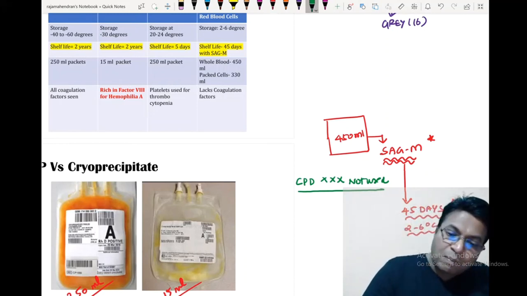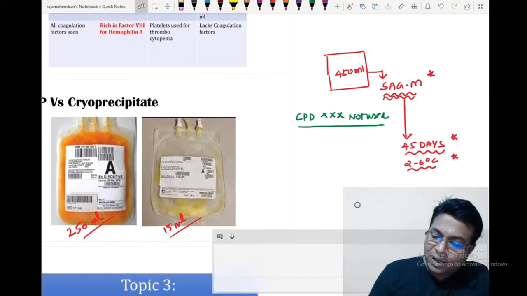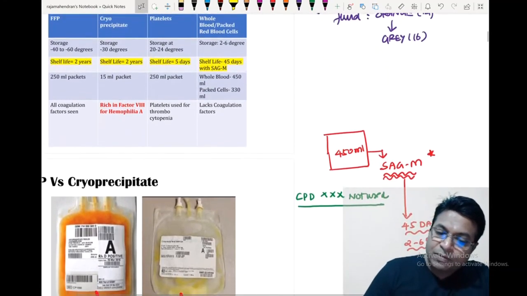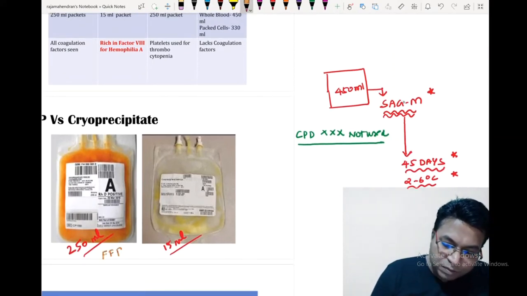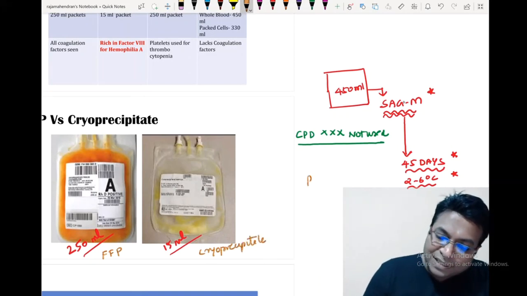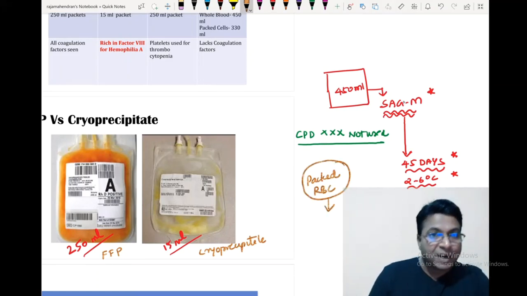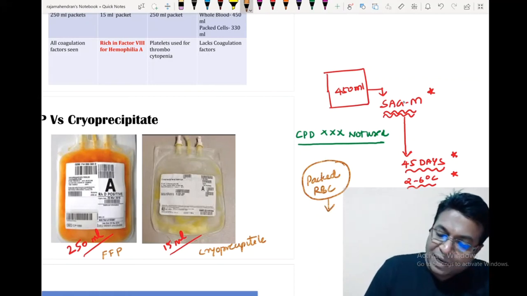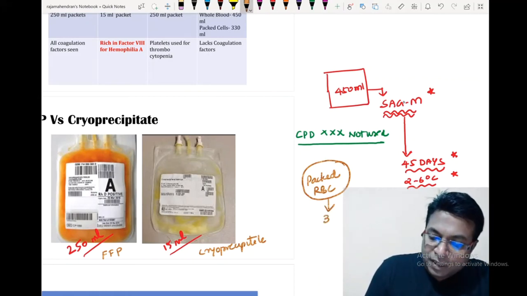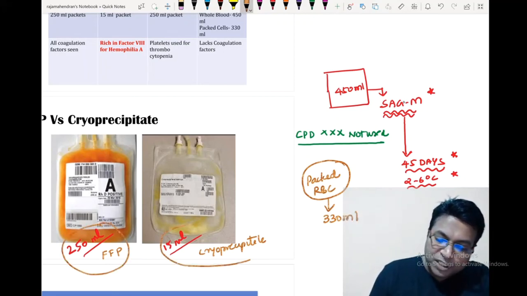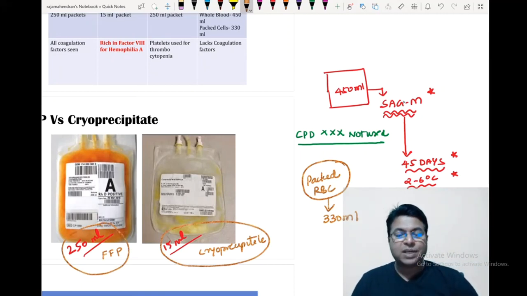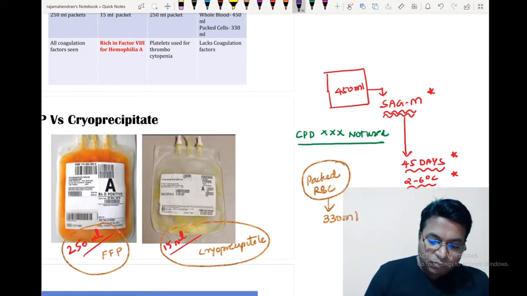And from this whole blood only I will prepare multiple components. Like fresh frozen plasma, as shown in this image. The second one is cryoprecipitate, and packed red blood cells, which are used in the gynecology ward and by obstetric people for pregnancy. Packed red blood cell capacity is 330 ml. FFP capacity is around 250 ml. Cryoprecipitate is 15 ml.